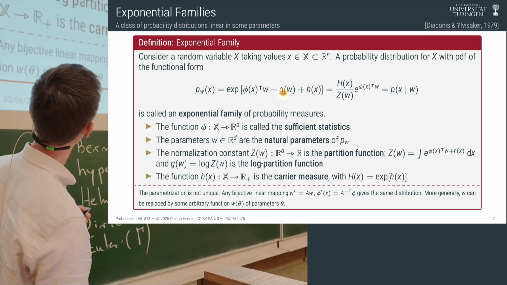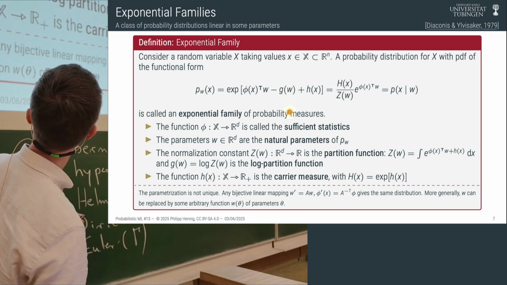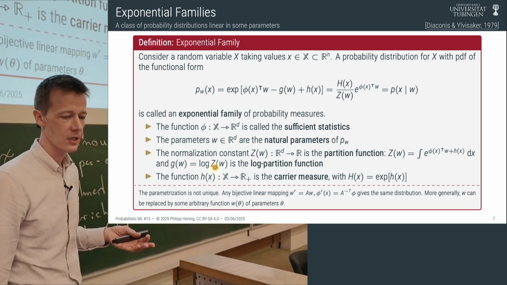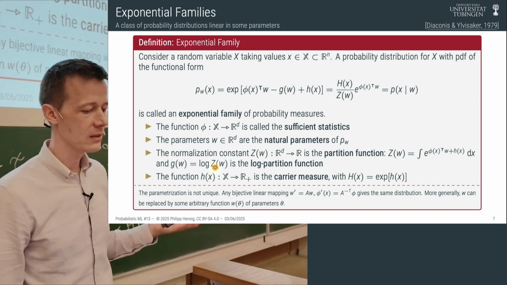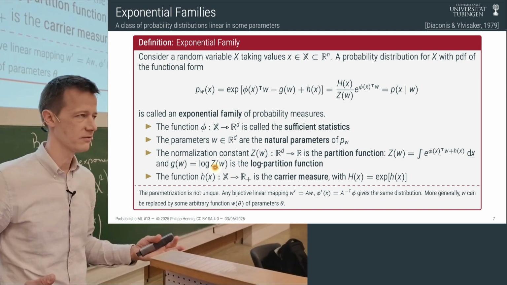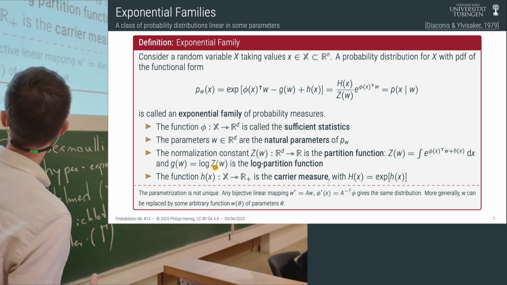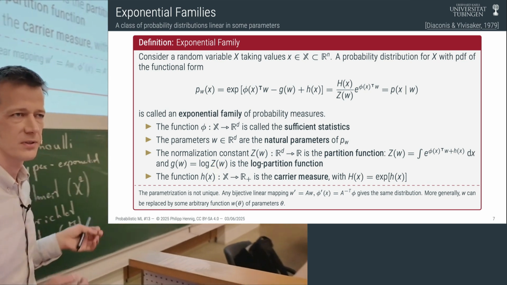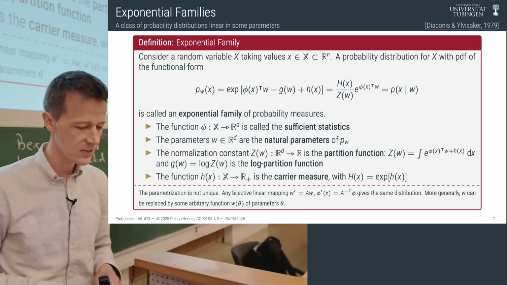And then this g is the logarithm of this z, where z is the normalization constant. And then this g is sometimes called the log normalization function or the log partition function. Partition comes from physics originally, where also some of these distributions come from.